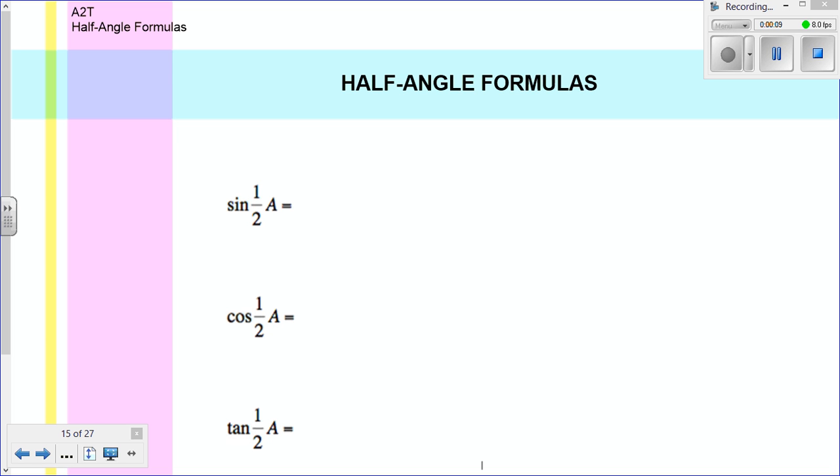Today we're going to talk about half-angle formulas, and we're going to fill them in on the top of your note sheet. The sine of 1/2 a is equal to plus or minus the square root of 1 minus cosine a over 2.